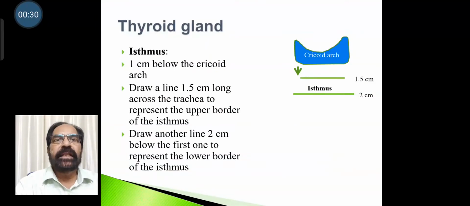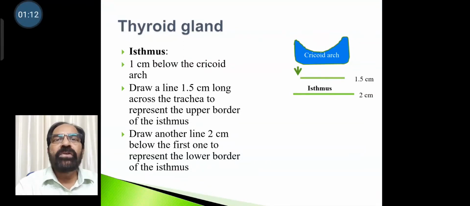So first we will start with thyroid gland. You can see in the picture. First is isthmus. For isthmus, 1 centimeter below the cricoid arch, draw a line 1.5 centimeters long across trachea to represent upper border of isthmus. Next, draw another line 2 centimeters below the first one to represent the lower border of isthmus.